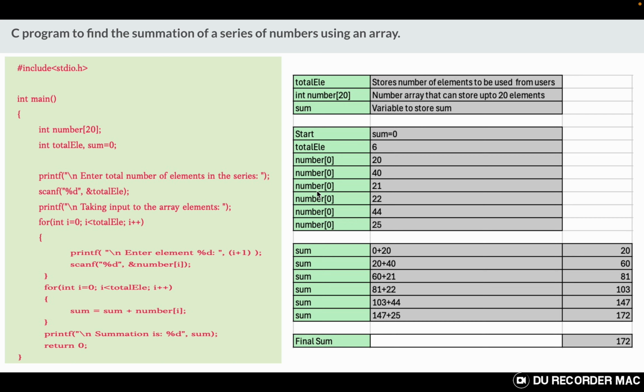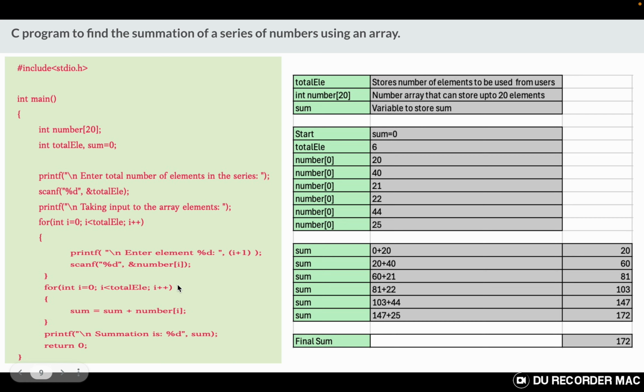So now this initial array that we have declared can store up to 20 elements, we made this array to store only 6 elements, and on this 6 element we have put these numbers in a contiguous memory location. Okay, now 20, 40, 21, 22, 44, 25 are present in an array in a contiguous memory location. So this is the story till now.